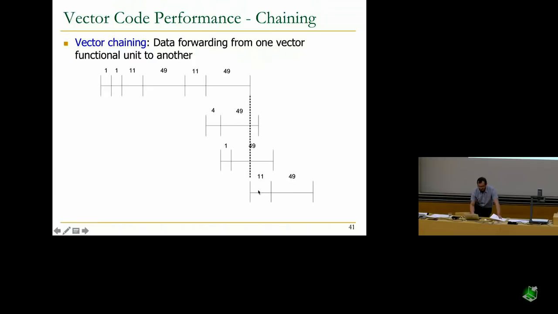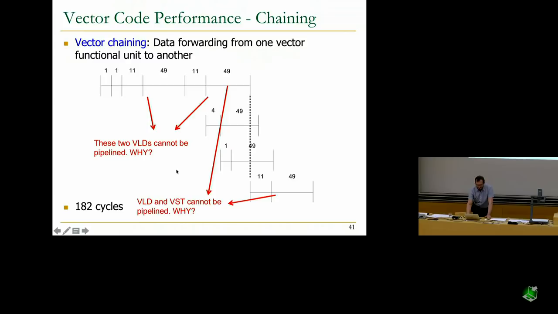Okay, so this brought us back to, if you do the calculation over here, 182 cycles, better than 285, right? Basically, just by chaining, just by doing data forwarding. So it's very powerful. Now, can we do better?